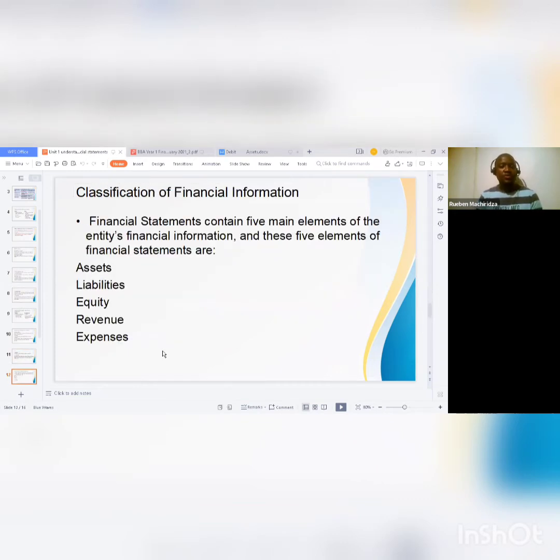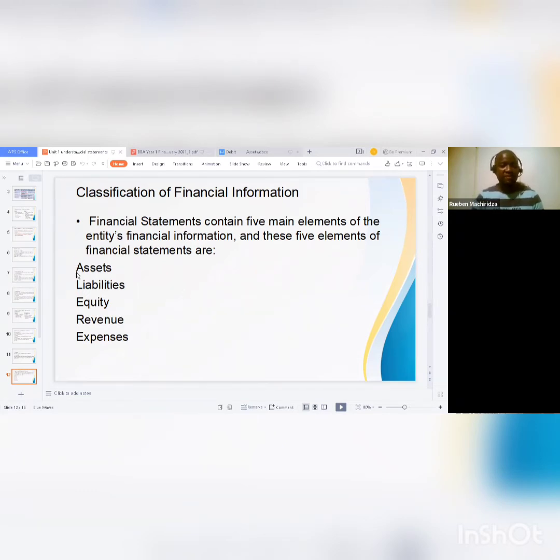Okay, so we move to the next aspect of our lecture today, which is the classification of financial information. So information in the financial statements can only be classified into 5 categories. So we have only 5 elements of financial statements. So these are what we'll be dealing with from the beginning to the end of this module.